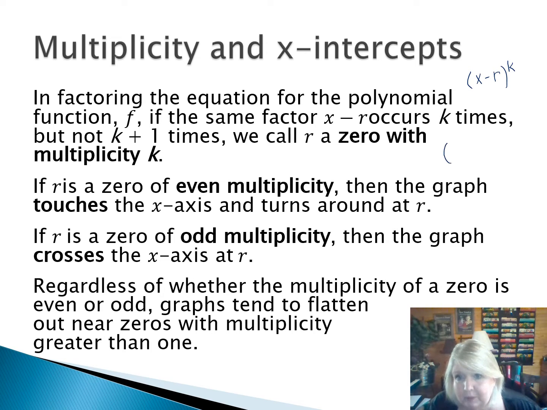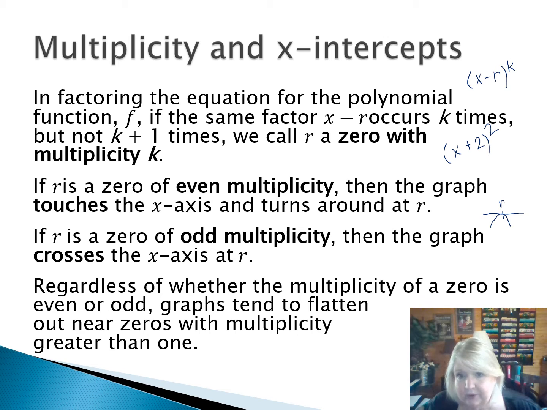So if I end up with x plus 2 squared, negative 2 is a 0 of multiplicity 2. Now, if I have a 0 of even multiplicity, then the graph is going to come up or down, but it's going to touch the x-axis at r and turn around and go in the other direction.